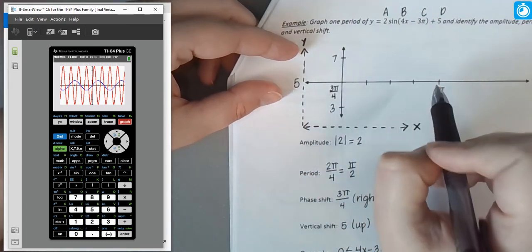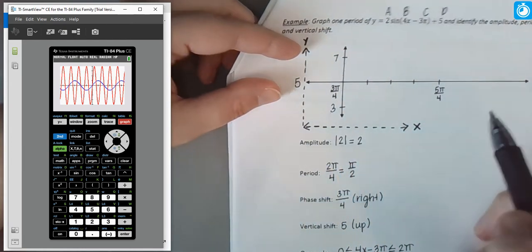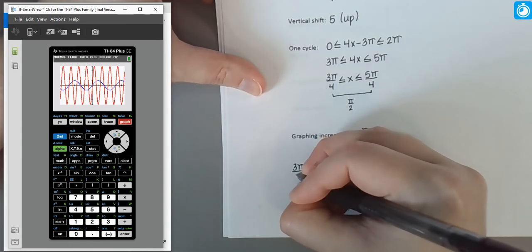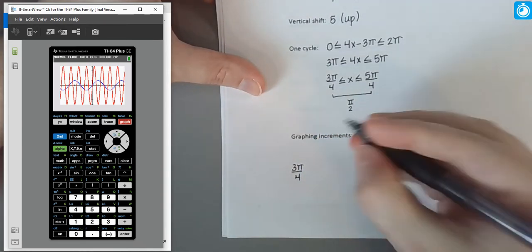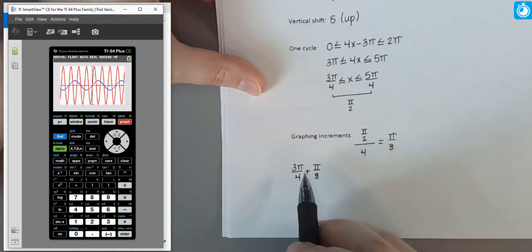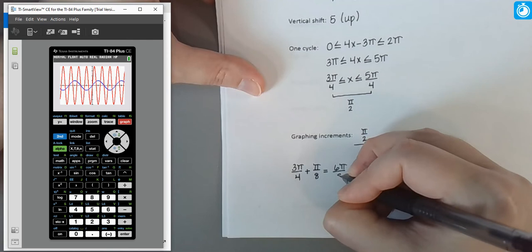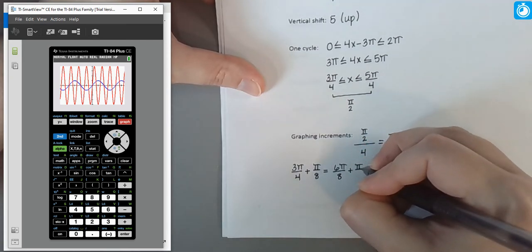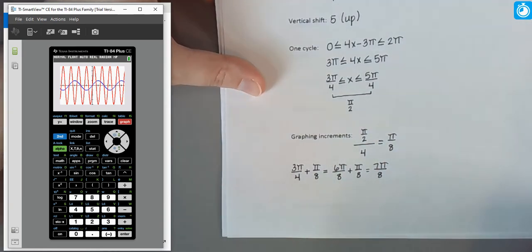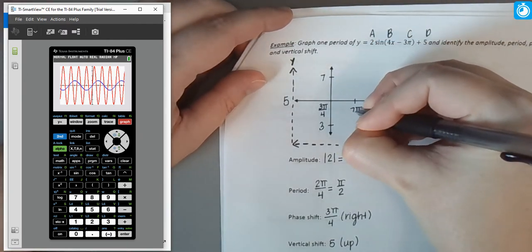So maybe you can do it in your head, maybe you can't. If you can't, let's actually write down the algebra to move from one unit to the next so we can label these correctly. So we're starting at 3 pi over 4, and then we're going to add on pi over 8 units. So we need our common denominator. So 3 pi over 4 is going to become 6 pi over 8, and we're adding on pi over 8, which is going to take us to 7 pi over 8. So that will be our next key location, 7 pi over 8.